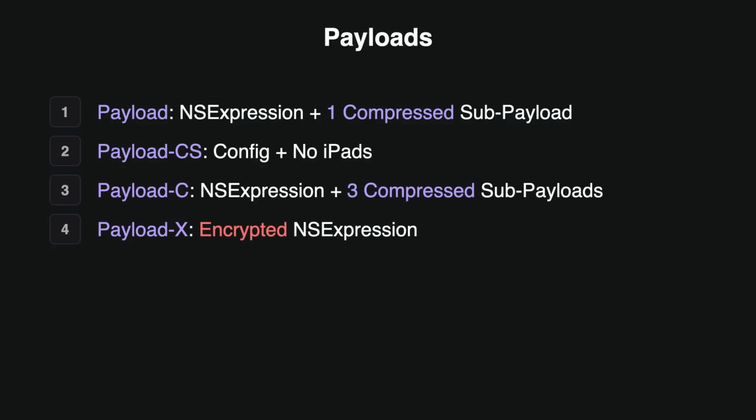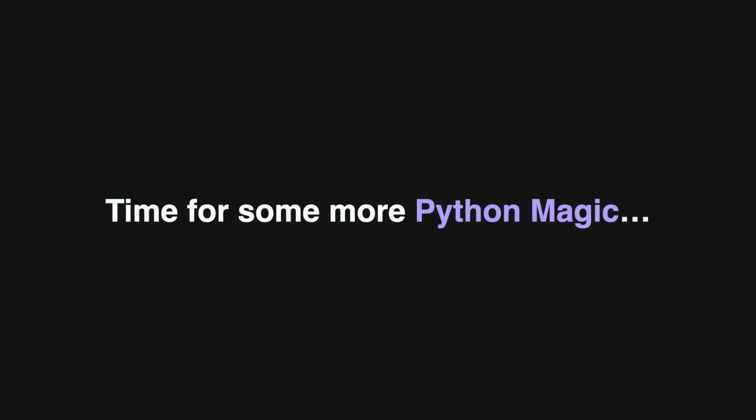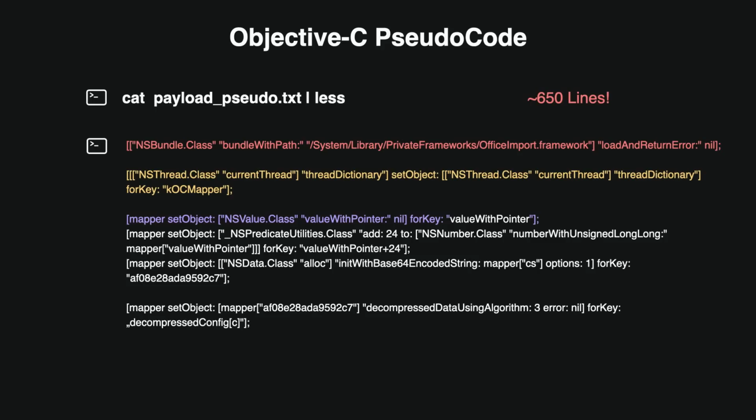The config file didn't contain any iPads. That is maybe because iPads are usually not able to open wallet passes, but maybe there is a different reason for that. But still, at the time, I just had the overall structure, and this old format was not really good enough to read, so it was time for a little bit more Python magic. And after that, we got this down to something like this, which looks like some pseudo Objective-C kind of code, but it's definitely good enough to read. And the whole payload is now down to 650 lines.